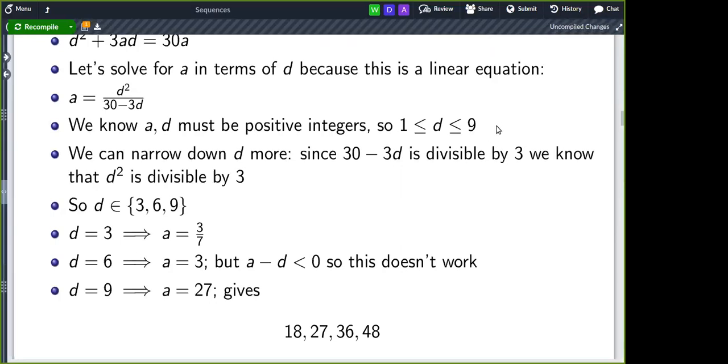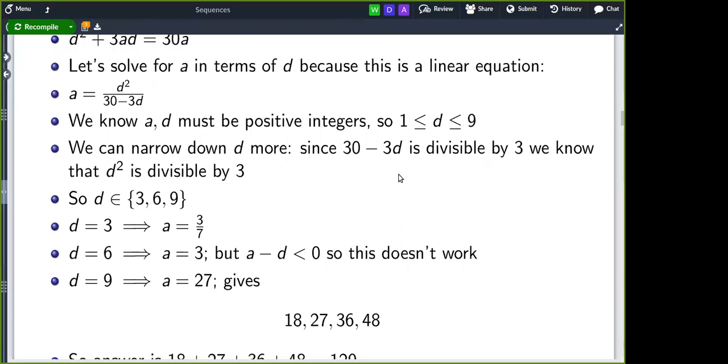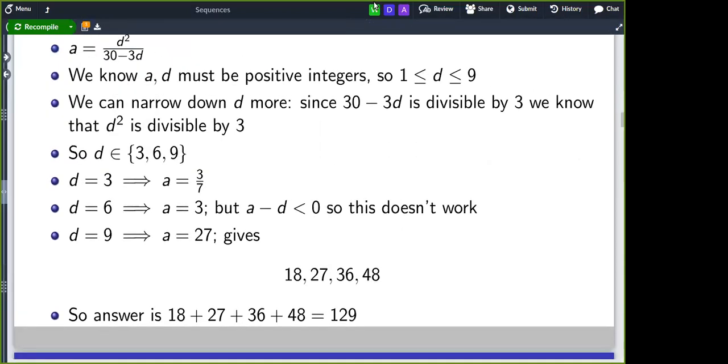And finally, the answer would just be the sum of the 4 terms of the sequence, and that ends up being 129. Does anyone have any questions about this problem? If not, then we can move on to the next problem.